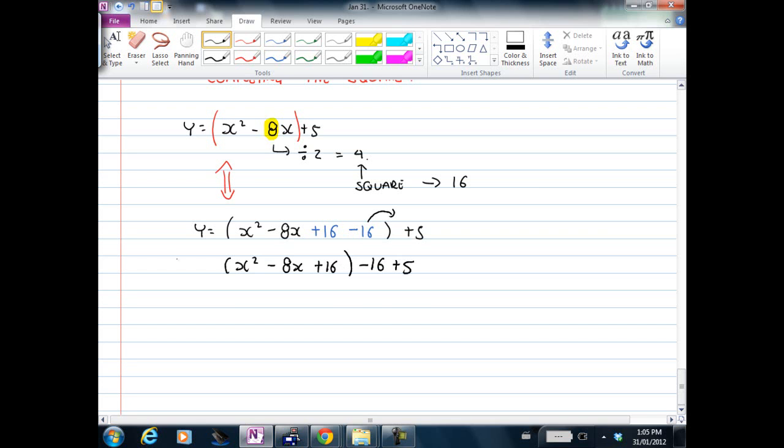Guys and gals, I want you to simplify for me, please. Simplify this part: minus 16 plus 5. Y equals x squared minus 8x. See, nothing changes. Plus 16, minus 11.